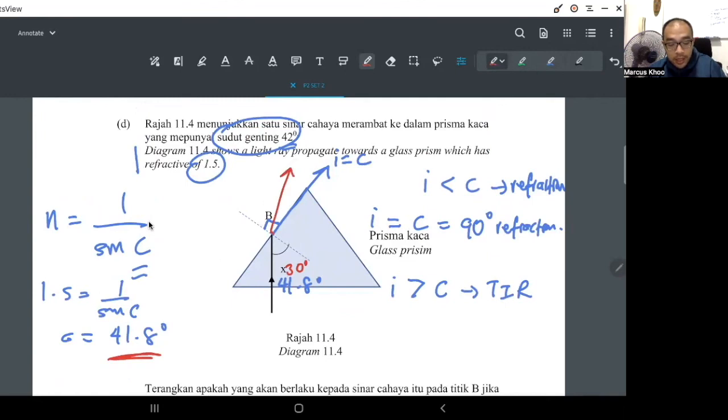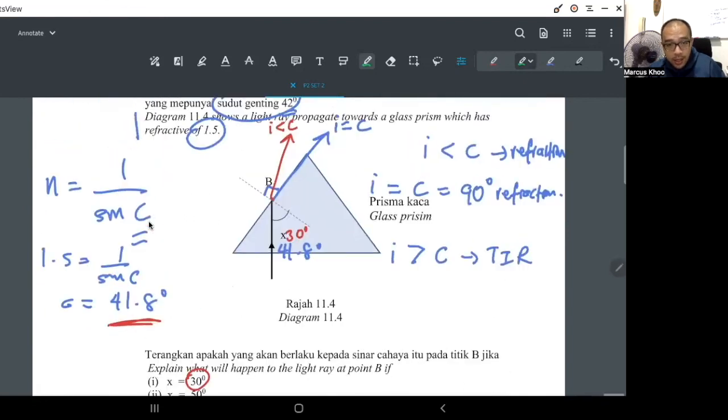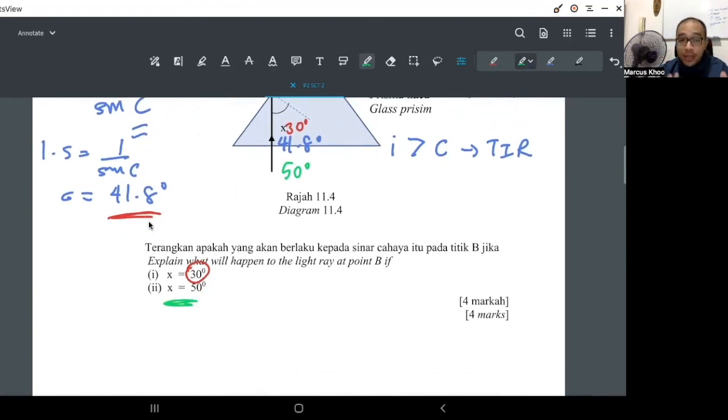Okay, so this is case number one. I is less than C. And in the third case, if your I is more than C, which is X equals 50, you're going to get total internal reflection. This is I is more than C. Okay, so I is more than C, you get total internal reflection. So you will have to explain what happens to the light ray. So explain and then say why.